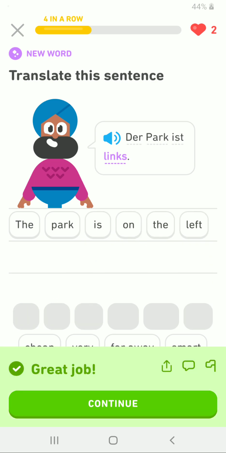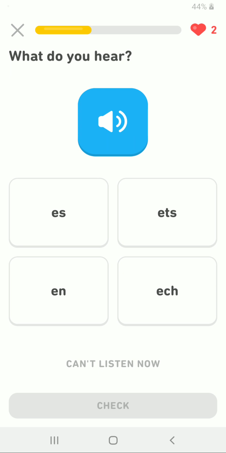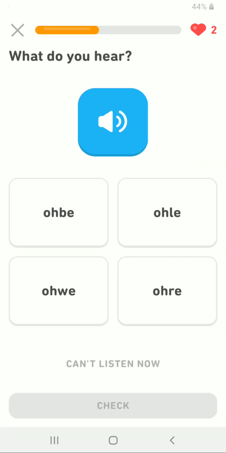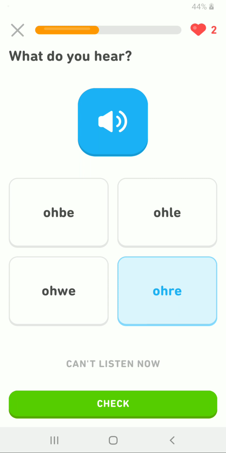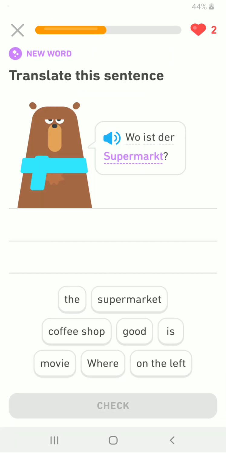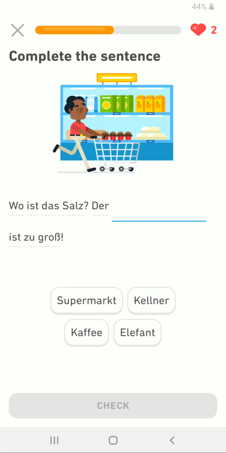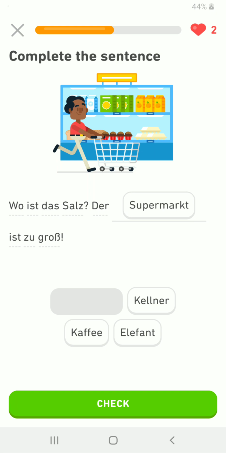Links. Wo ist der Supermarkt? Where is the supermarket? So, Markt. Wo ist das Salz? Salz. Ja. Wo ist das Salz? Der Supermarkt ist so groß.